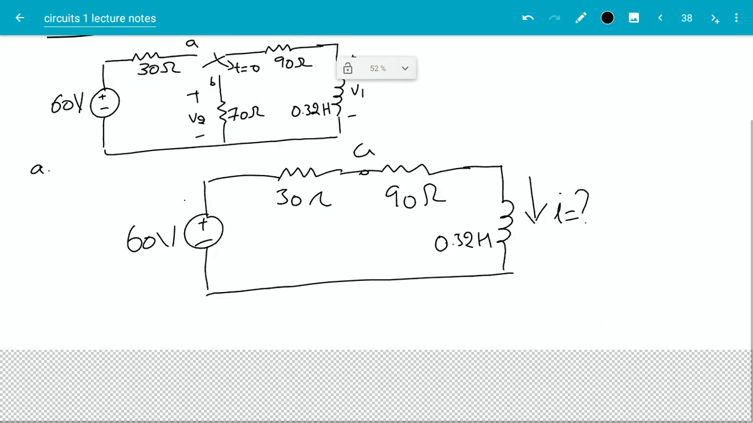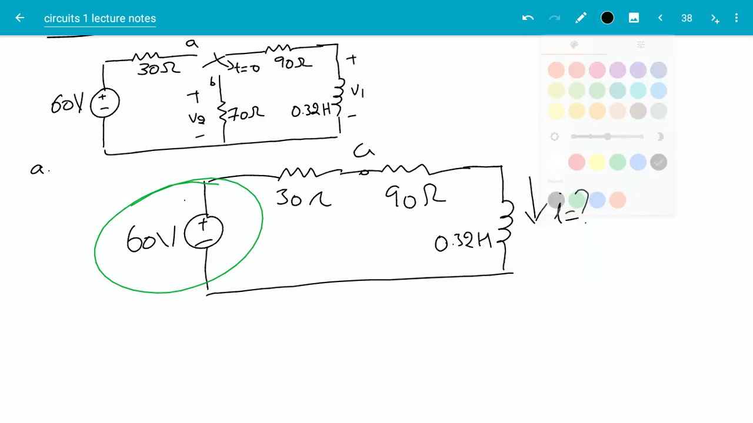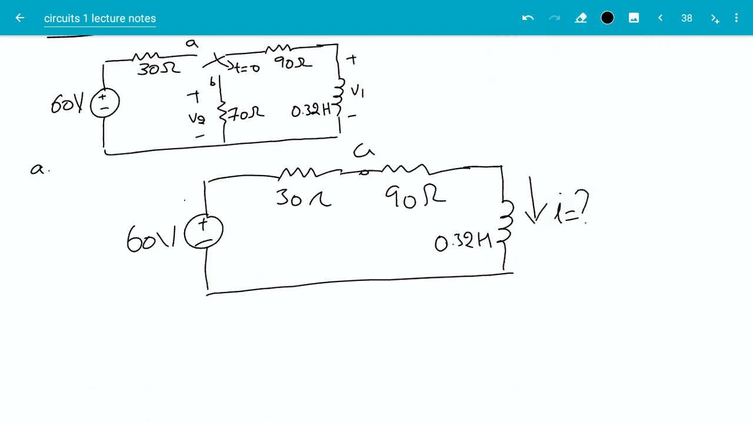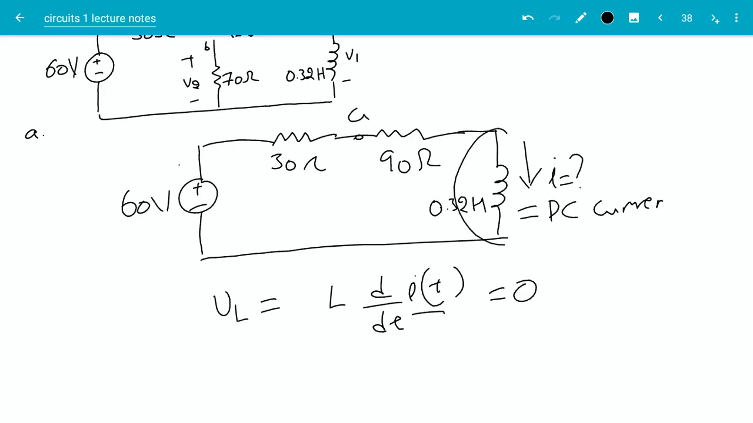Note that they say the switch has been in position A for a long time. That means everything has settled down. Since the only source here is a DC source, after a long time all currents and voltages will be DC currents and voltages. So the current through the inductor is DC. The voltage across the inductor is equal to L times the derivative of the current, and if the current is DC, that is 0. So the voltage here is 0.